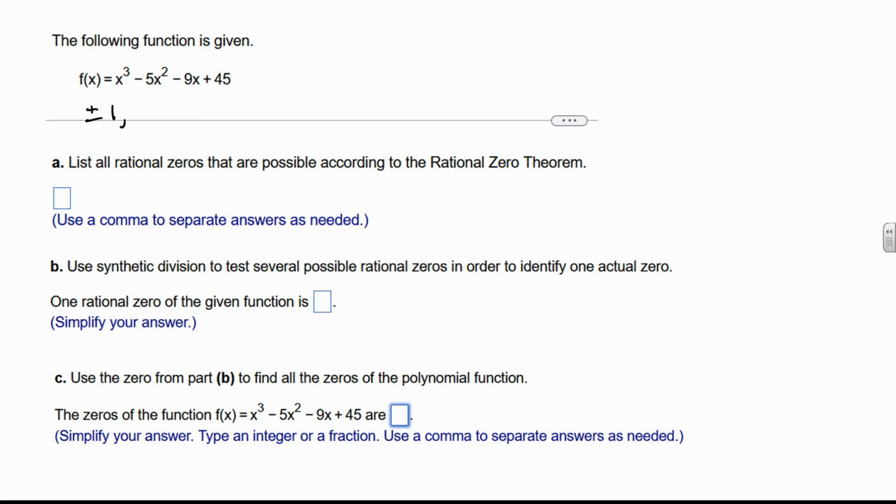So plus or minus, what's next? 3. 5. Plus or minus, well, you got 3, but then, okay, 5, yes. What else? What about 9? You say 9? Oh, yeah. 9? Yep, I heard that. Good. All right. Is it 15? Yes. What else? 45? All right.